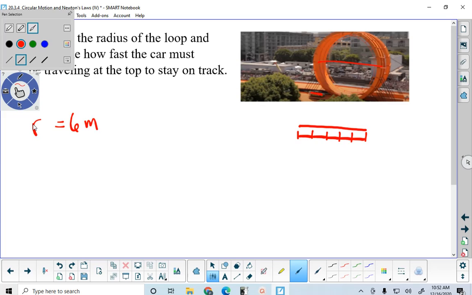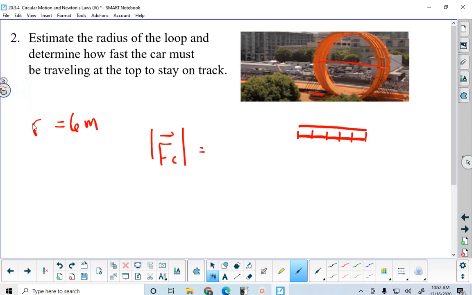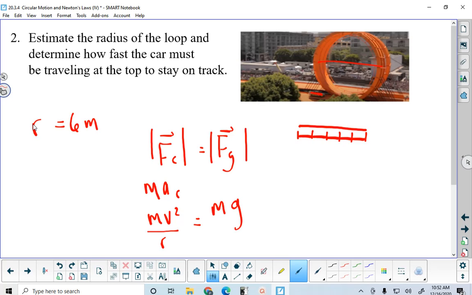So how are we going to find the minimum speed? We're going to say that the centripetal force, which is the net force, is only going to be provided by the force due to gravity acting on the car. So this is ma, which is mv squared over r. We just did this calculation in the previous question. This is mg. The m's cancel, and I'm left with v equals the square root of rg.